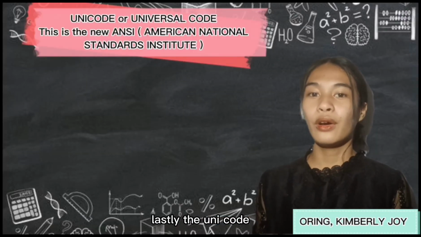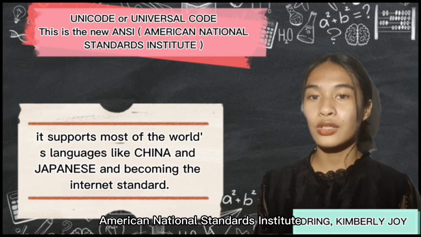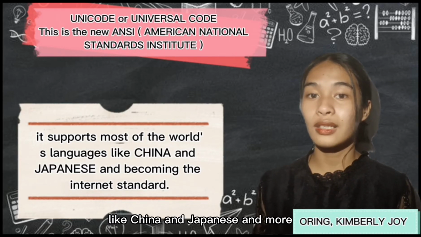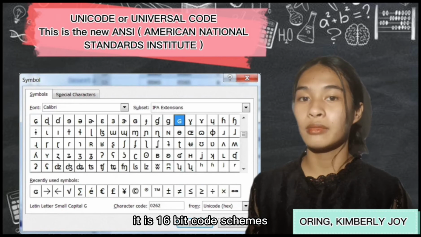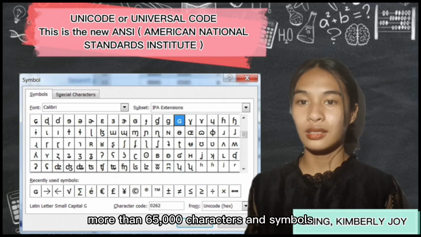Lastly, the Unicode, or Universal Code. This is the new ANSI, or American National Standards Institute. It supports most of the world's languages like Chinese and Japanese and more, and is becoming the Internet standard. It is a 16-bit coding scheme that has a capacity of more than 65,000 characters and symbols.